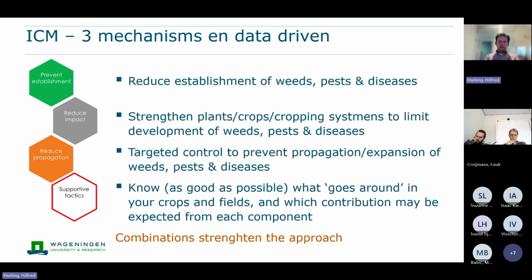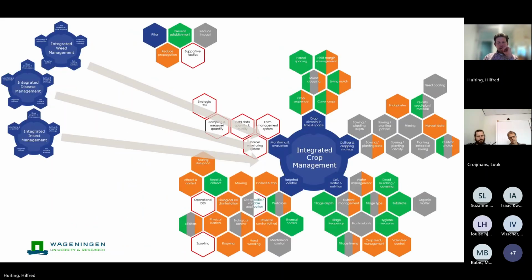And we also recognize a fourth element, which is the supportive tactic. So that is scouting, that is the support systems, that is also knowing maybe the history of a field, stuff like that. And the combinations make the approach strong if all goes well, and then you have also some risk mitigation in place. So that works out like this. I'm not going into detail there. I think I touched upon the key elements, and we call it integrated crop management.